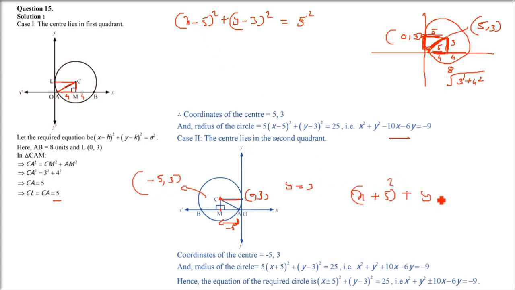So now this will be x minus (minus 5), that is (x plus 5) whole square plus (y minus 3) whole square equals 5 square, and this is the final equation. So when you combine these two, you can just write it in plus minus form. So these two equations are the solution.